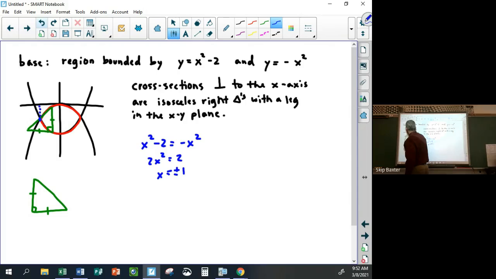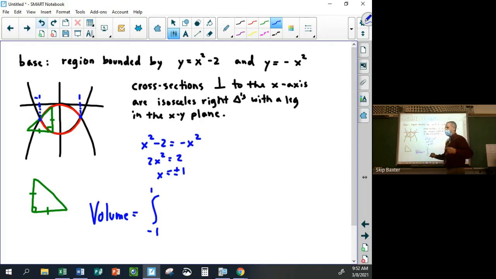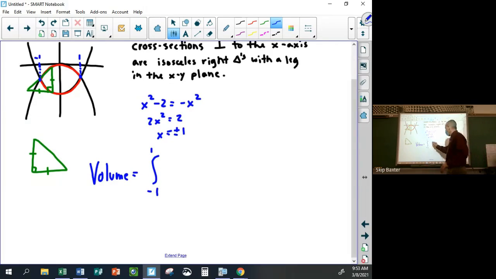This point is negative 1. This point, positive 1. And if this was a free response question, you get a point for finding the points of intersection correctly. I mean, that would be worth a point. So this volume would be the integral from negative 1 to 1 of the area of a typical cross section. What's the area of a triangle? 1/2 base times height. So this is what I would suggest that you write every time: write the formula for the area of a typical cross section. In this case, it would be 1/2 base times height, dx.